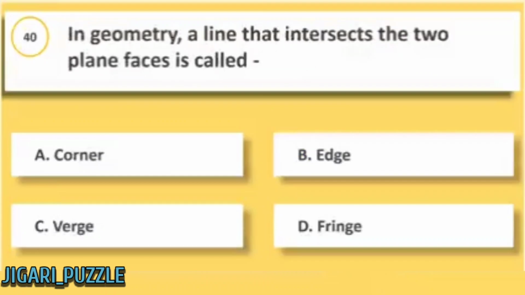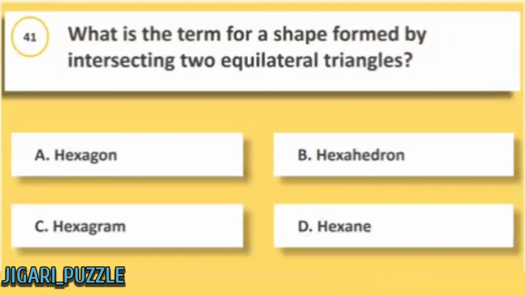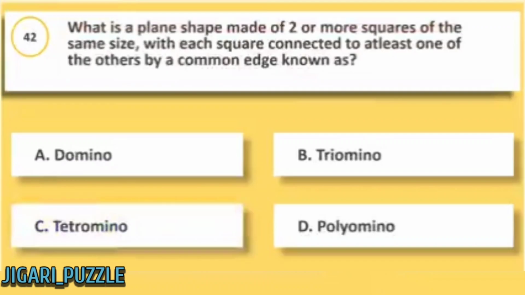In geometry, a line where two plane faces intersect is called an edge. What is the term for a shape formed by intersecting two equilateral triangles? Hexagram. What is a plane shape made of 2 or more squares of the same size, with each square connected to at least one of the others by a common edge, known as? Polyomino.